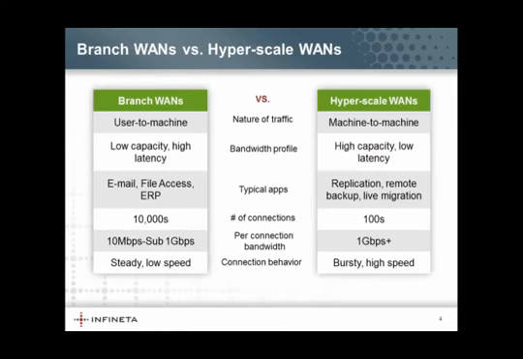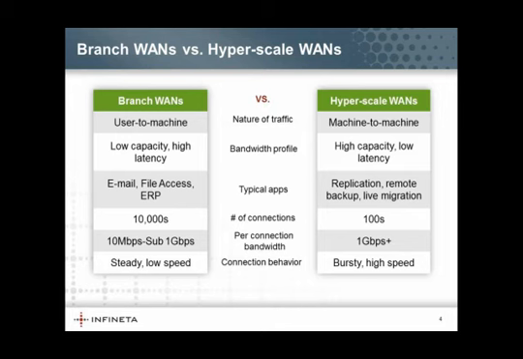So with some understanding of the application mix that is traversing hyperscale WANs, the next question from a product perspective is, how is this traffic different from the branch traffic for which some excellent tools exist in the market today to accelerate? So in looking at the branch WAN, what one sees is there's more user-to-machine traffic. This is a user sitting at some computer trying to access email, file access, or some ERP or some SharePoint app over a low-capacity, high-latency link.